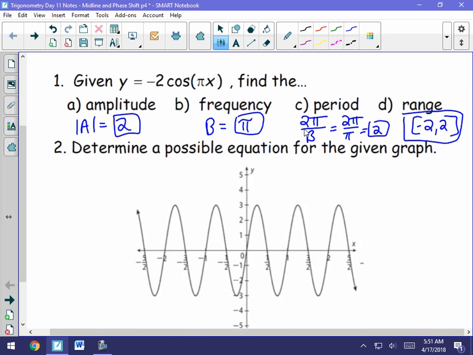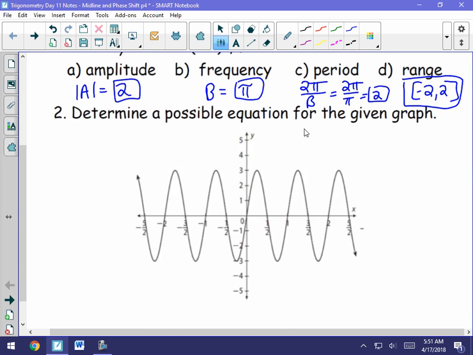And then if they give us a graph and they want us to come up with the equation, a couple of things to consider, right? Is it a sine graph or is it a cosine graph? That depends on where it starts. So this graph starts at 0, which means that it's a sine curve. It goes up to 3, down to -3, so that's the amplitude. Right? It's not reflected, so we don't have to put a negative in there.